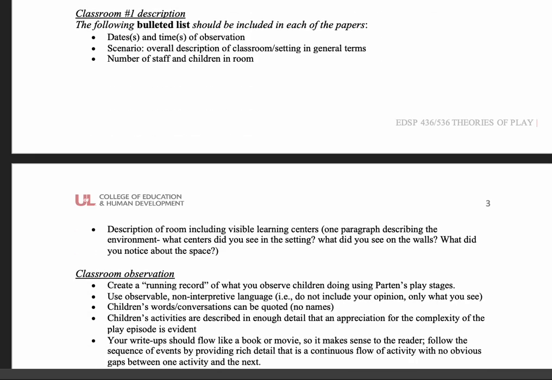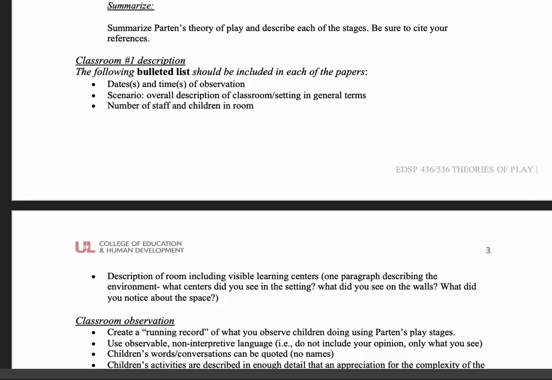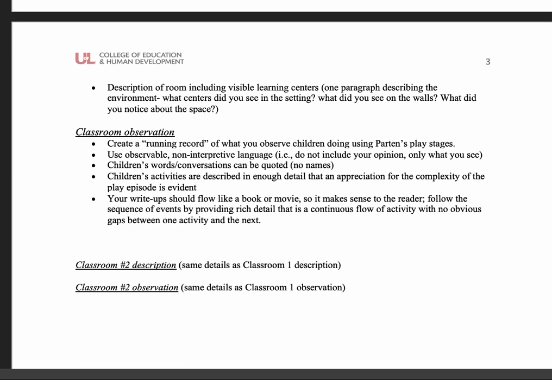Then you're going to describe the classroom as your second heading. So your second heading in the paper is classroom description, and here are all the things that you would include. And then classroom observation is your next heading, and here are all of the things you would include.